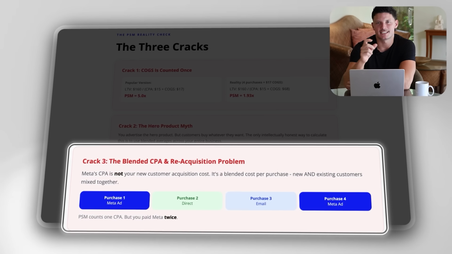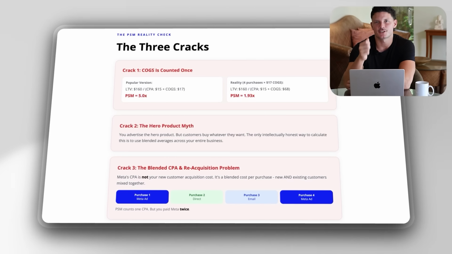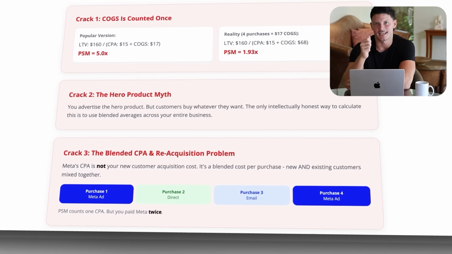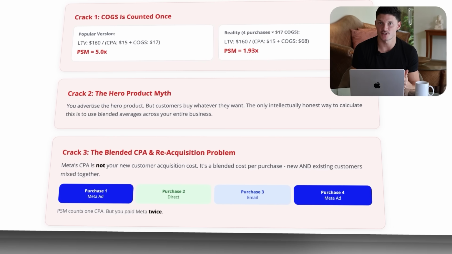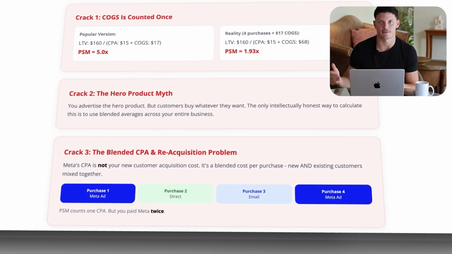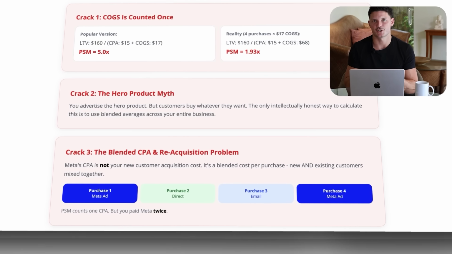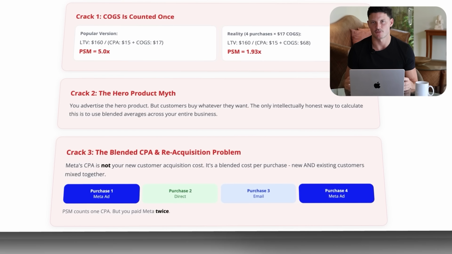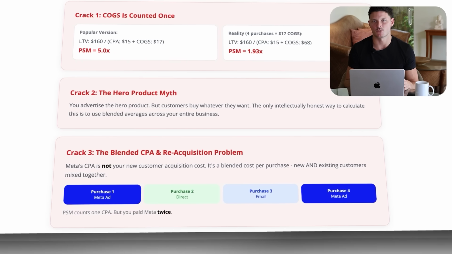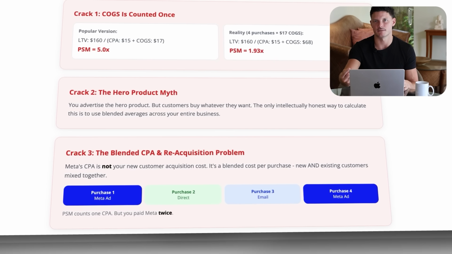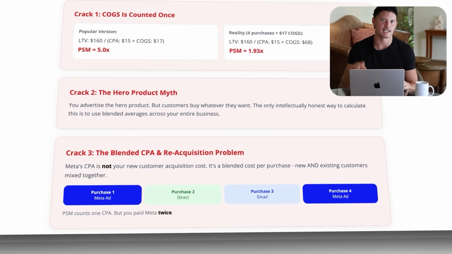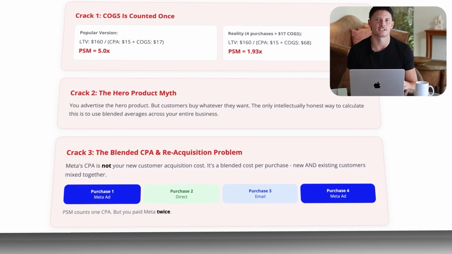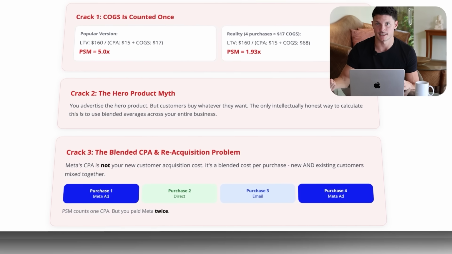So this is the real problem. The CPA that you get from Meta isn't just new customer acquisition. It is blended existing and new. It could be someone's second purchase, it could be their first one, it could be their sixth one. This creates a reacquisition problem in the buyer journey across this formula. So let's say purchase 1, they come from Meta, we spent to acquire them as a customer. Purchase 2, they purchase on their own accord, not through an ad. Purchase 3 comes from an email campaign, but purchase 4, they purchase again through Meta ads because we reprompted them to purchase again.